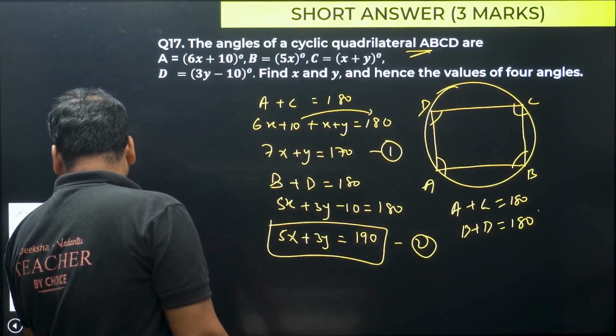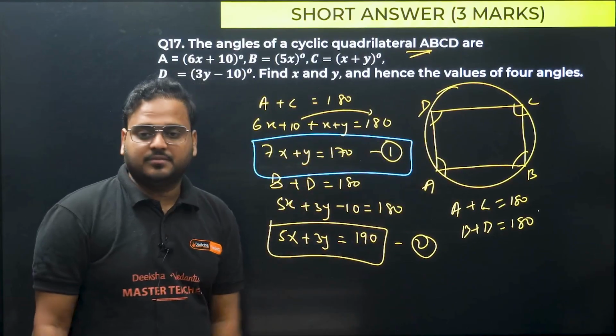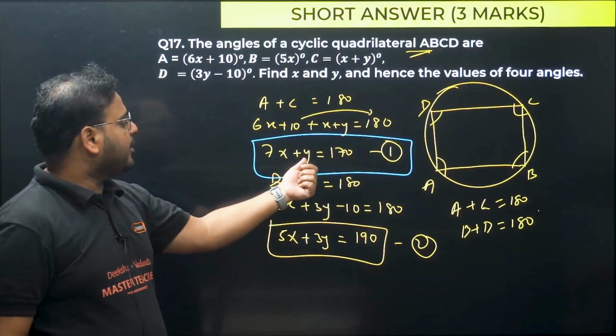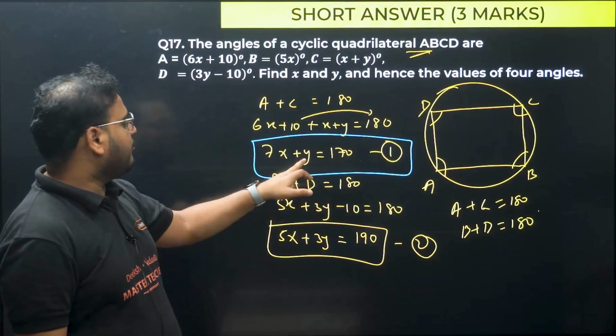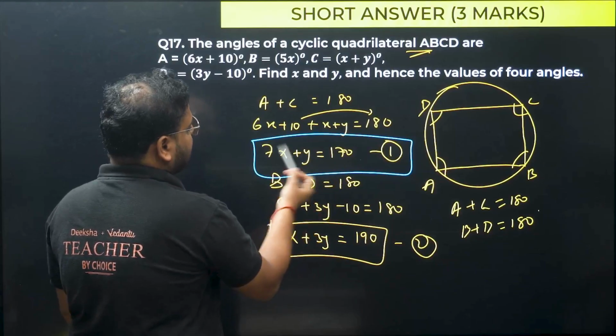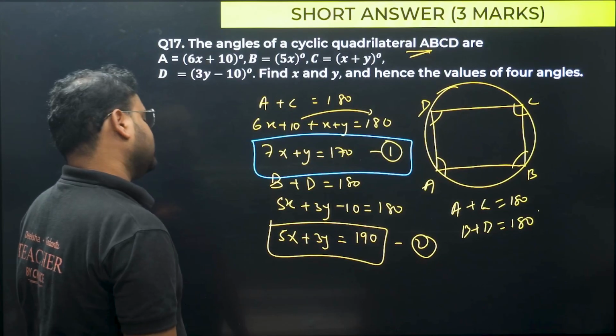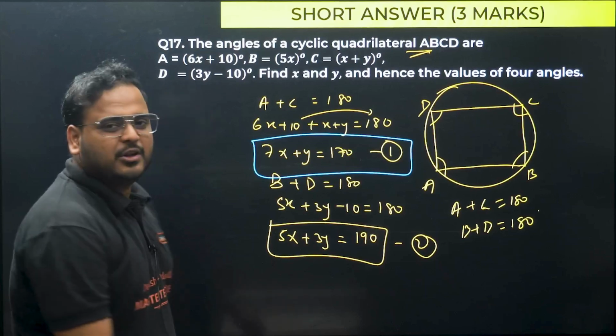1 is here, 2 is here. 2 equations are given. Can you find the value of y from here? We can find the value of y from here very simply. Please check. Y will become 170 minus 7x. Okay, or we can use the method of elimination also, right?